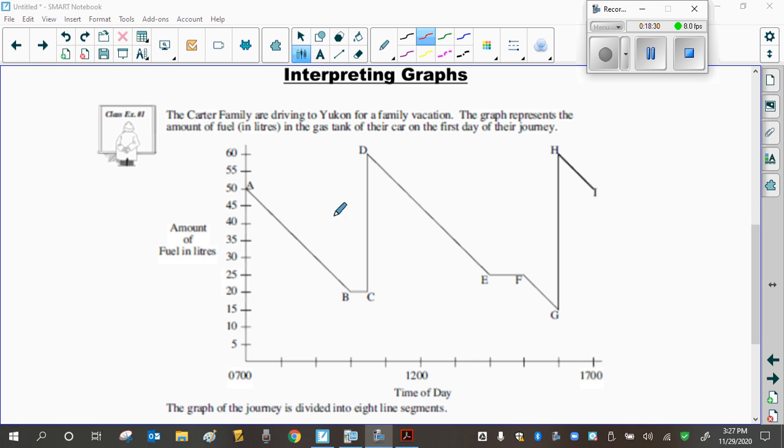Okay, take a peek at page 43 on the bottom, it says explain what's happening from A to B.